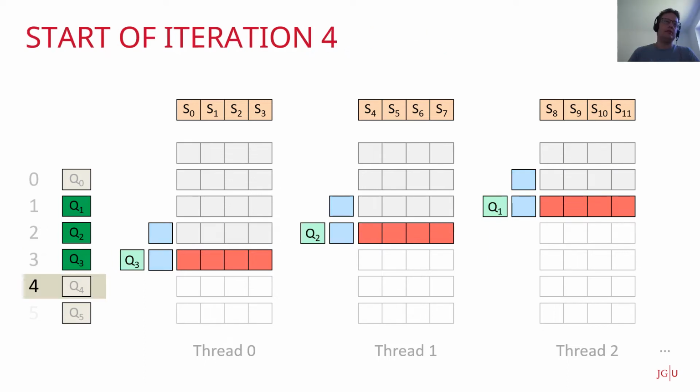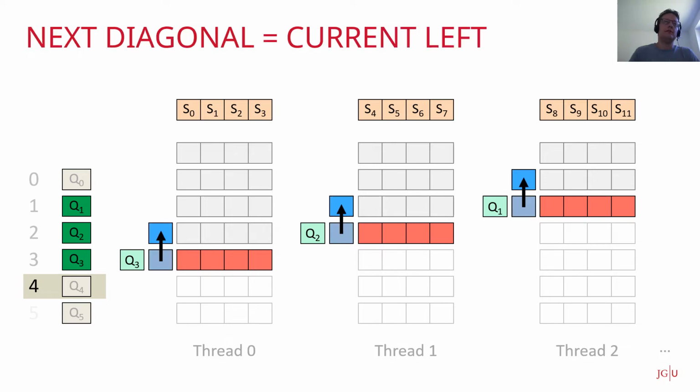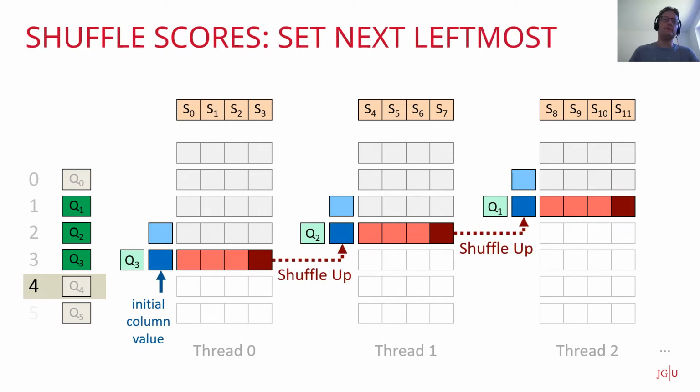When we now start the next iteration, we do the following. First, we overwrite the new diagonal value with the old left value. Then we use warp shuffles to communicate the rightmost value of a thread to the leftmost value of the next thread. Also, the leftmost thread has to set its left value to the initial value.